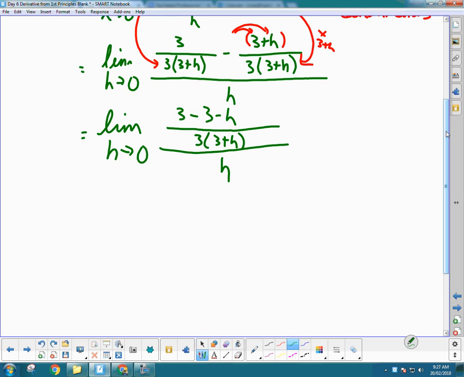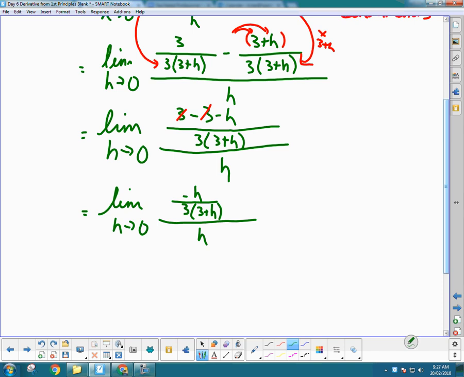On the top of that fraction that I just brought together, it's 3 minus 3, which is good news. That's going to be a 0, and that's going to leave me with a minus h over 3 times 3 plus h, all over h. Now you notice I haven't actually multiplied the 3 times 3 plus h. That's on purpose. You're going to see why in a moment. I've just left it like this.